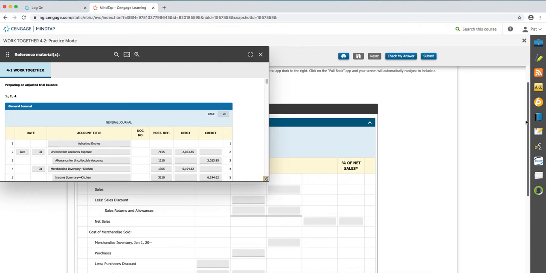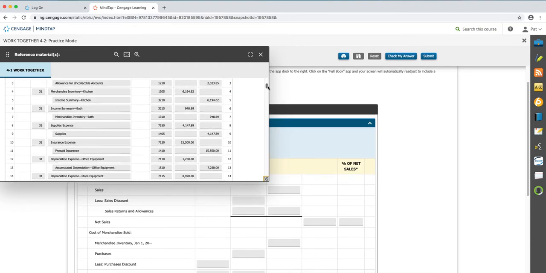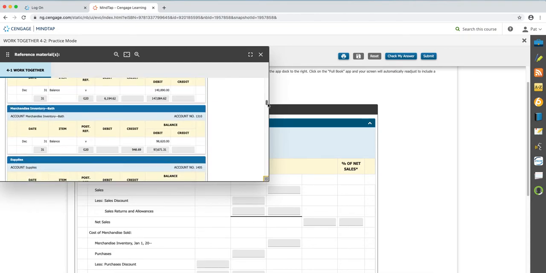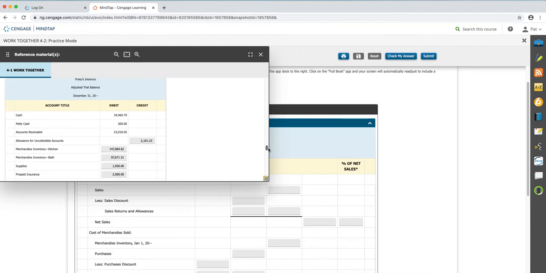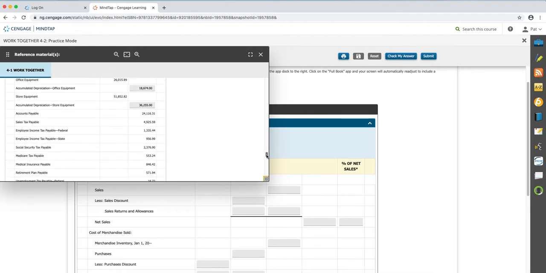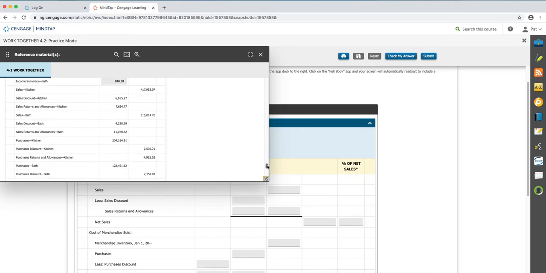And so first things first, we need to find sales. So we go through, but it's not just sales. Once you get to the adjusted trial balance, it's kitchen sales. So once we get to the income statement ones, there we go. Sales kitchen. So we'll put in there 417,953.07. Getting that from there.